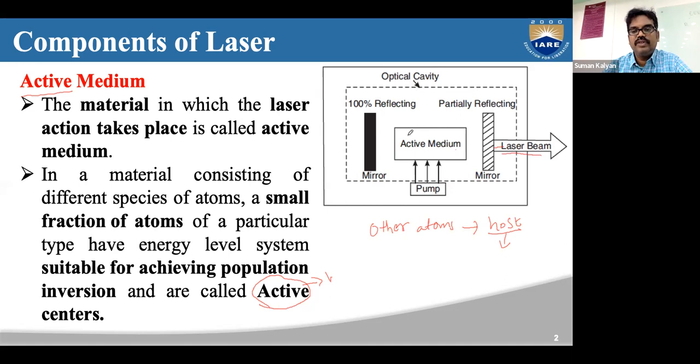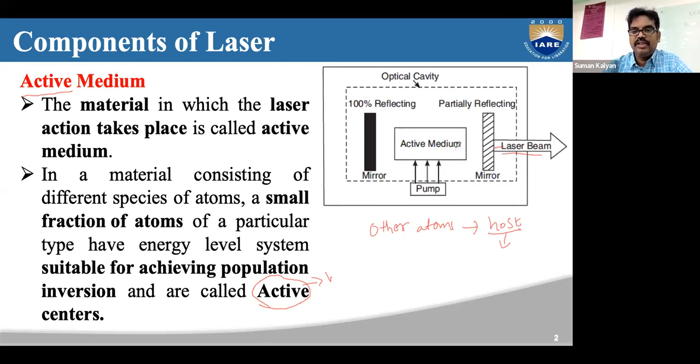This whole thing is called the optical cavity. We have seen in the morning, right? Optical resonating cavity or optical resonator. The pump will be outside the optical resonator. The active medium, which is placed between the two parallel plane mirrors, is called the optical resonator. From the end of the partially reflecting mirror, we will get a laser beam. This is a schematic diagram.